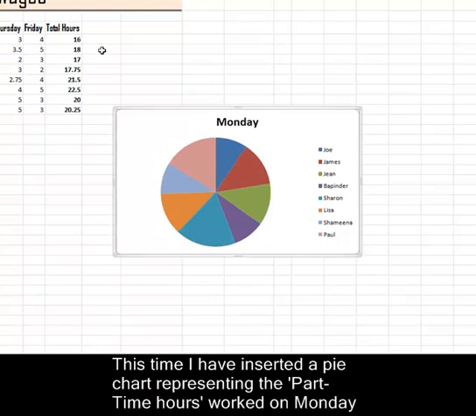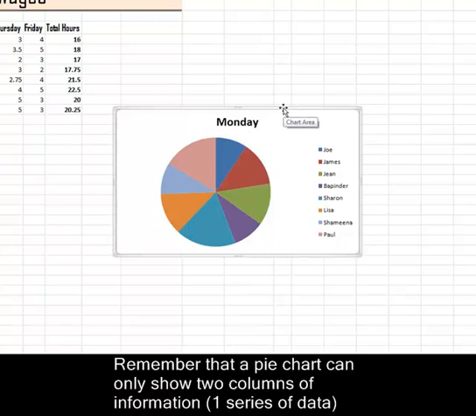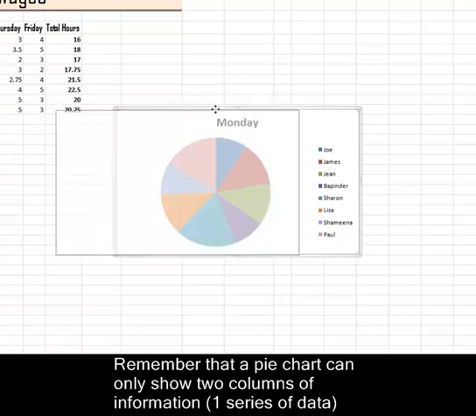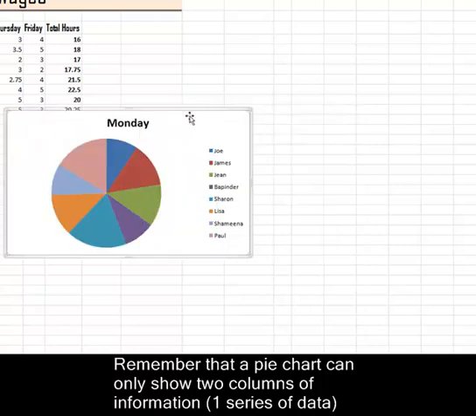This time I have inserted a pie chart representing the part-time hours worked on Monday. Remember that a pie chart can only show two columns of information, one series of data.